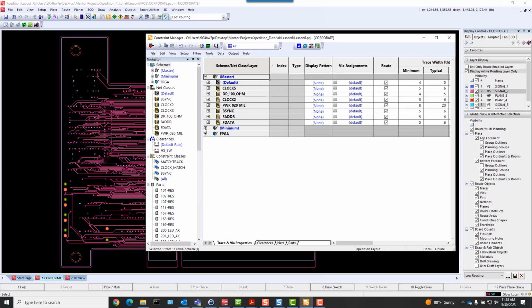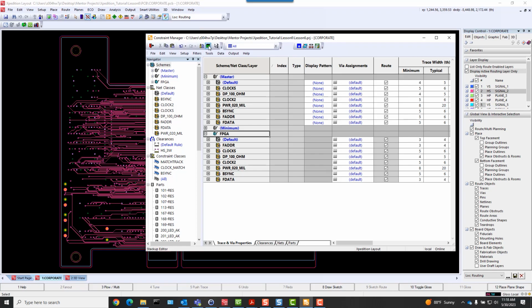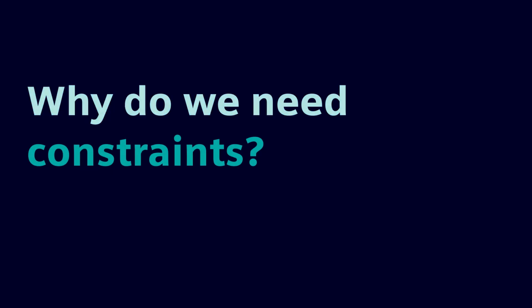Design constraints are basically physical and electrical rules that are implemented within the design, both of the schematic or the layout, that are derived from customer requirements.